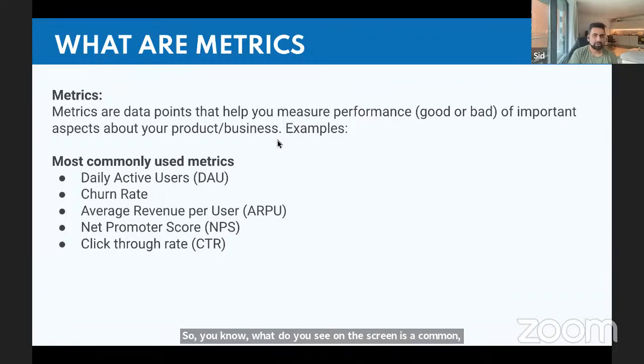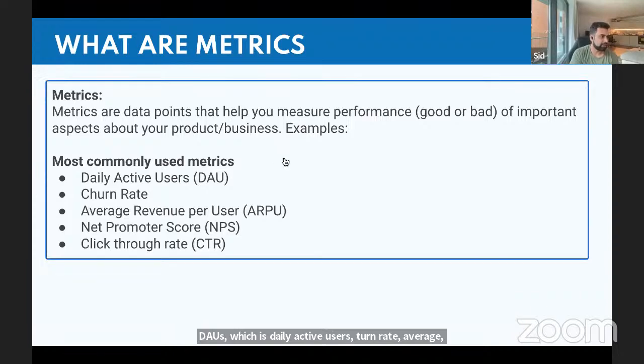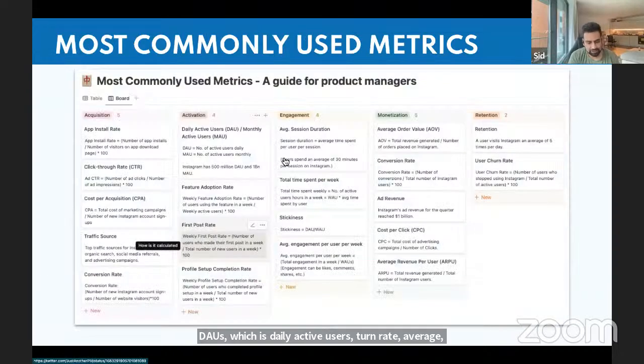So, what you see on the screen is an example of some commonly used metrics: DAUs, which is daily active users, churn rate, average revenue, etc. I won't go into the list of metrics, but I do have a resource that's available. I'll be sharing this deck.